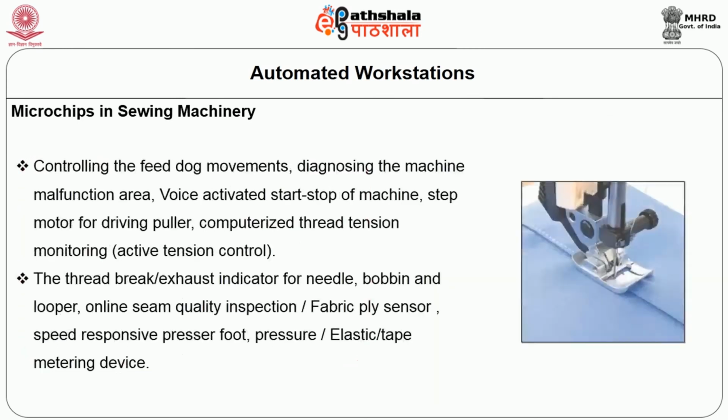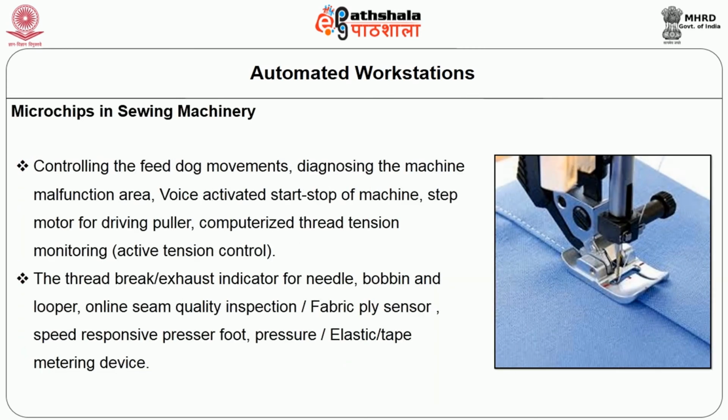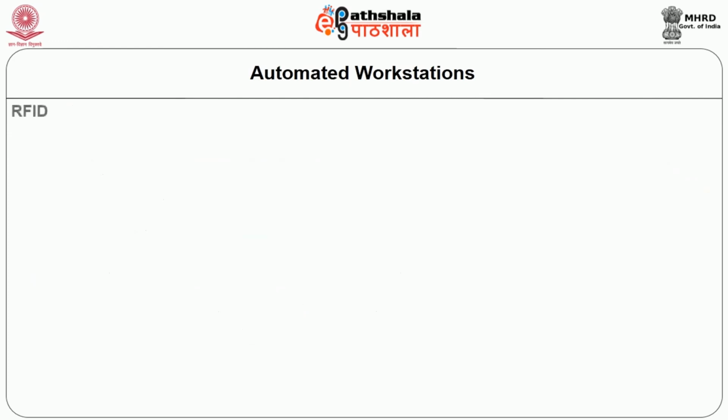controlling the feed dog movements, diagnosing the machine malfunction area, voice activated start stop of machine, step motor for driving puller, computerized thread tension monitoring, thread break or exhaust indicator for the needle, bobbin and looper, online seam quality inspection, fabric ply sensor, speed responsive pressure foot, elastic or tape metering device.